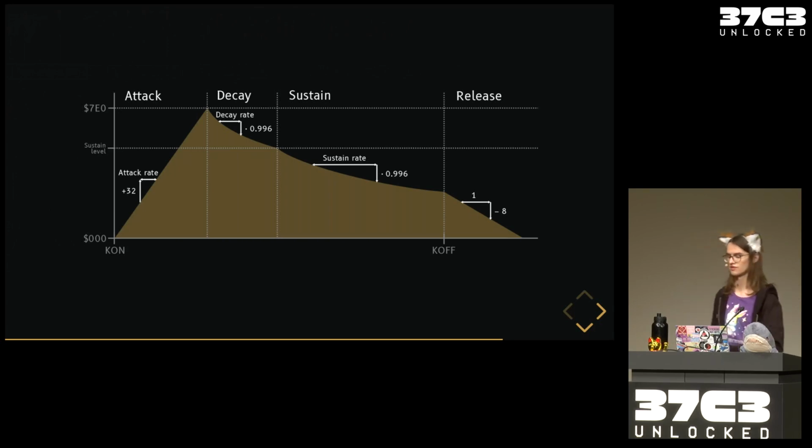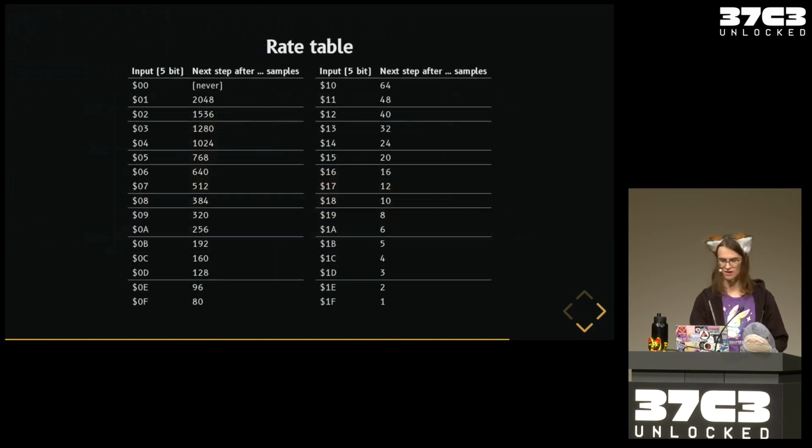Once we reach the user-defined sustain level, we again decrement by 0.996 every sustain rate step. And once we reach a key off signal, 1 bit per voice, we reach the release phase, which is hardware fixed to -8 every 1 step. So what are those rates and what are those steps? So the rates are controlled by a rate table.